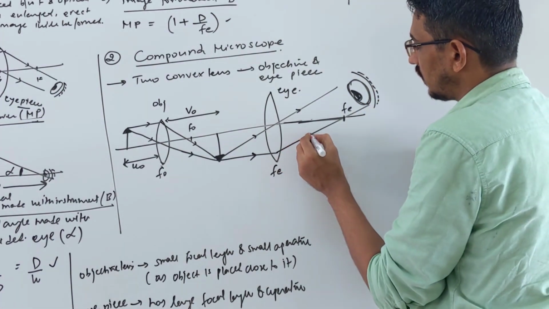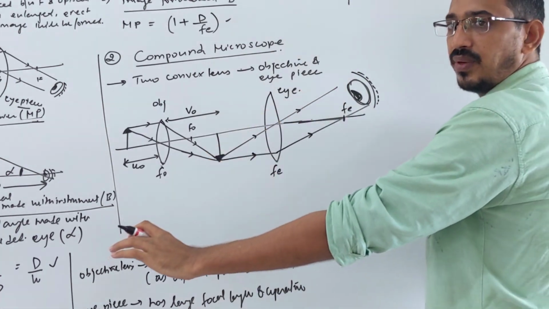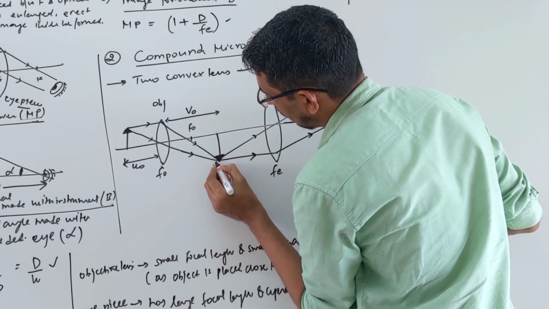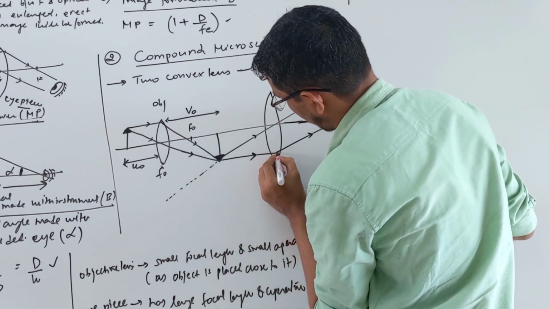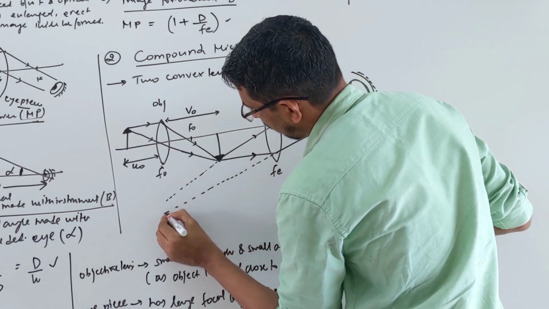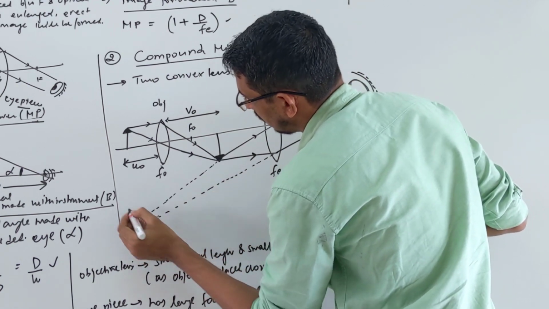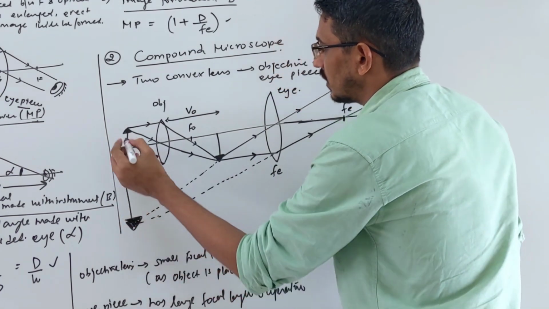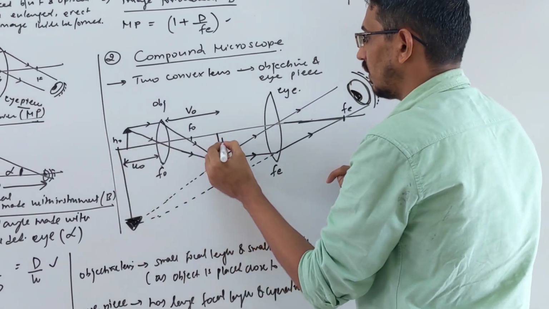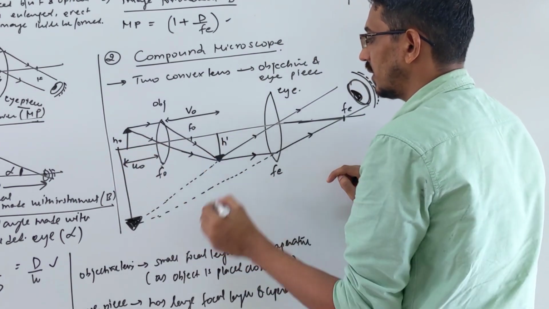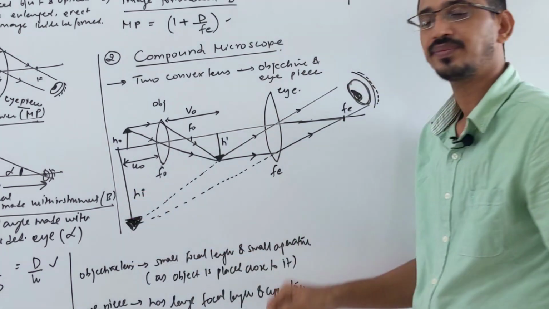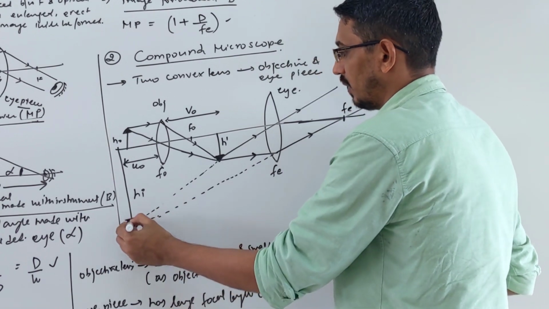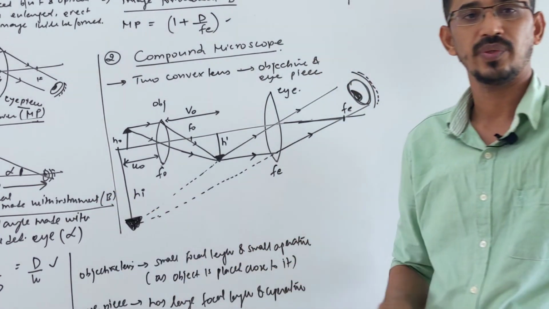So how does the final image form? These rays are not meeting, so you have to extend them backward, and they will meet somewhere. Suppose they meet here. This is your enlarged final image. This is called H naught, this is H dash, and this is the final image HI. So two times magnification is happening. You can draw this line properly. This is how your image is formed.